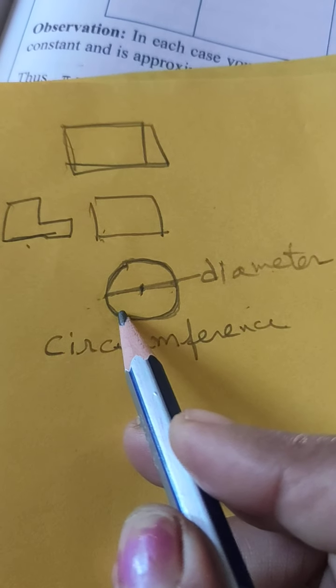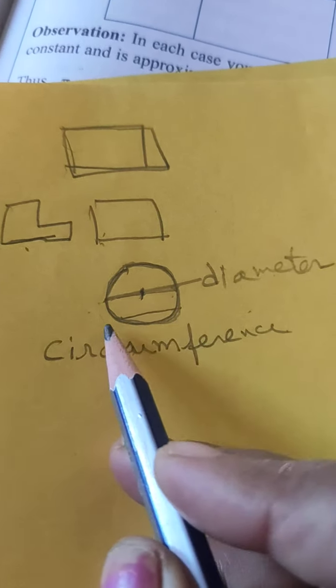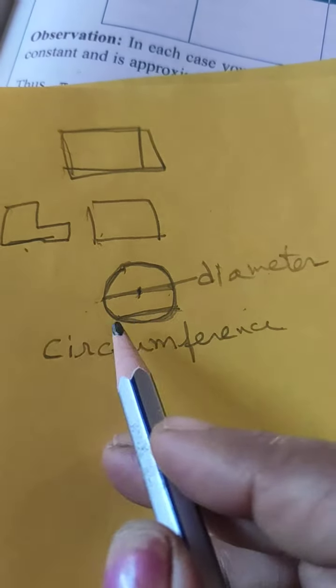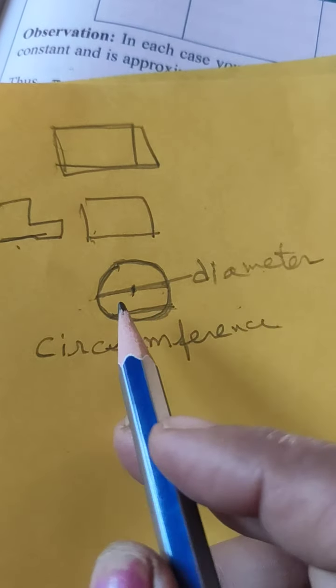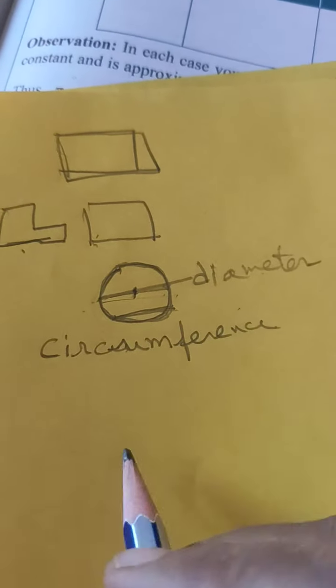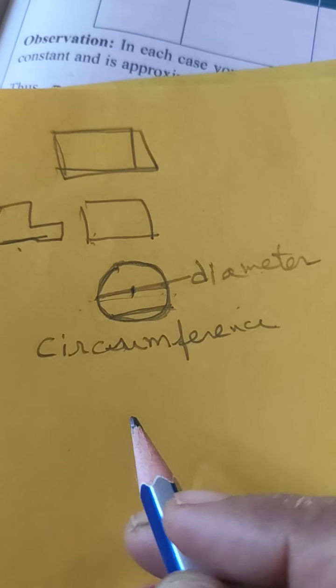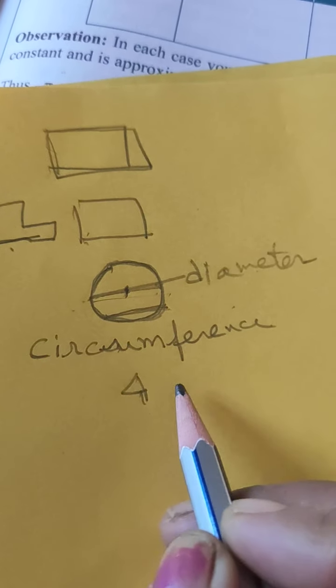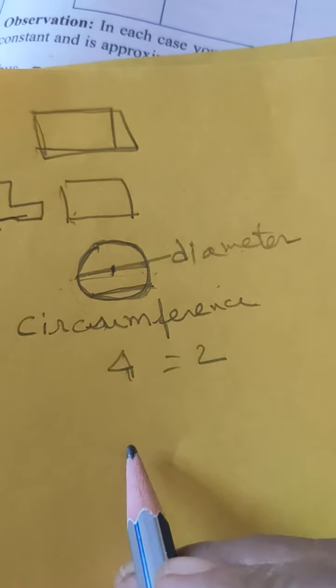Now if you draw a line like this, then this is not the diameter, it is just a chord, but we won't be dealing with that now. So this is the diameter, and half of the diameter is the radius. Suppose if the diameter is 4, the radius will be 2. Why?